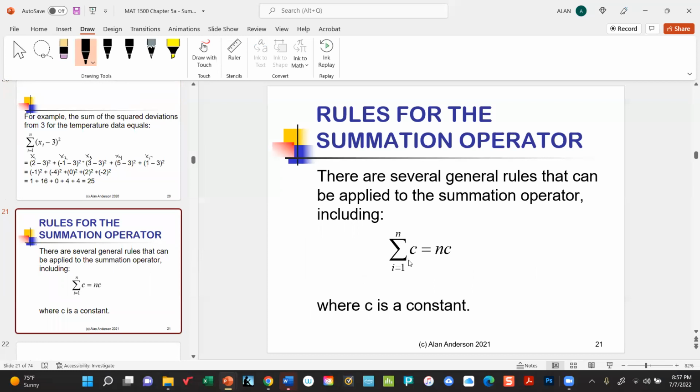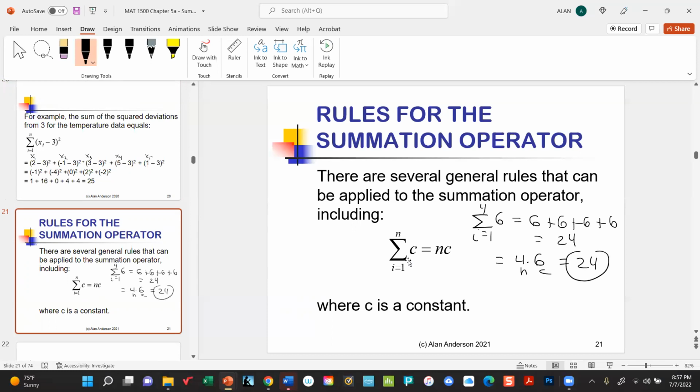So let's say, for example, I had this, which is telling me to add 6 4 times, which I could rewrite as 4 times 6. This is n. This is my constant. And so it does work. So if you run across the summation applied to a constant, then you just multiply it by the number of terms.